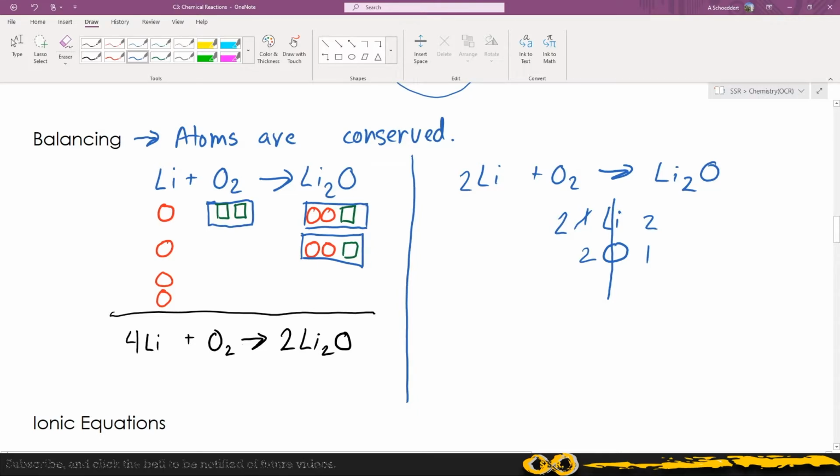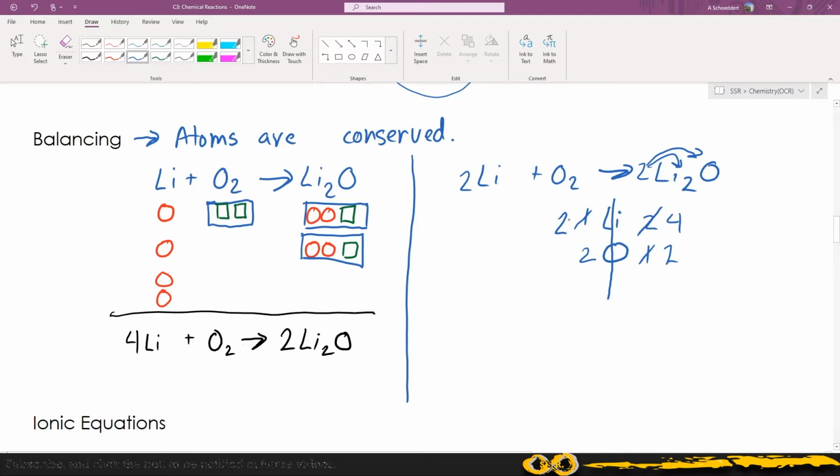Now we move down, because the lithiums are at this moment in balance, and we look at the oxygens. They're out of balance, and we need to bring them up to 2, and in order to do that, we would put a 2 there. Now our oxygens are up to 2. This 2 does affect the oxygens, but it also affects the lithiums, and so this has now changed to 4, and we need to reflect both of those changes in our list.